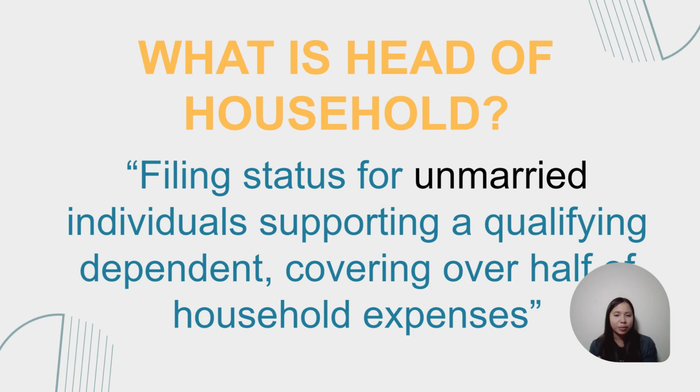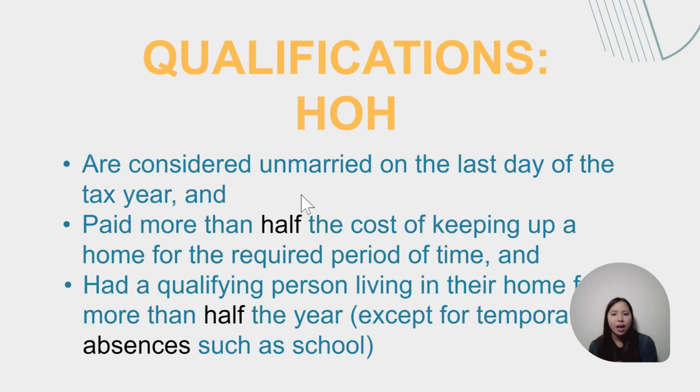So, like we said, in the head of household filing status, which is the next lowest tax bracket, this is the filing status for unmarried individuals, so single or divorced people, that support a qualifying dependent and cover half of their household expenses. So not only do you have to have a qualifying dependent, but you also have to cover half their household expenses. And some of the other qualifications for filing in the head of household filing status is that you are considered unmarried on the last day of the tax year, you have a qualifying person, and you paid more than half the cost of keeping up the home.